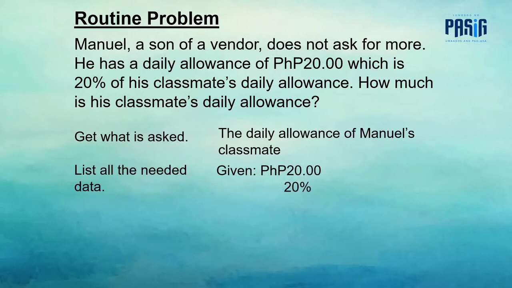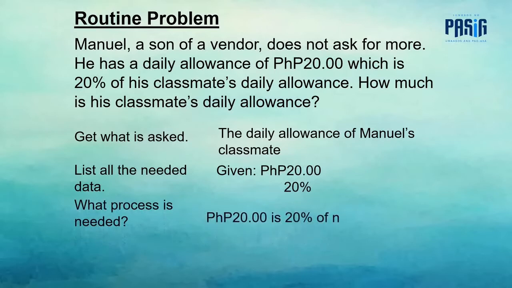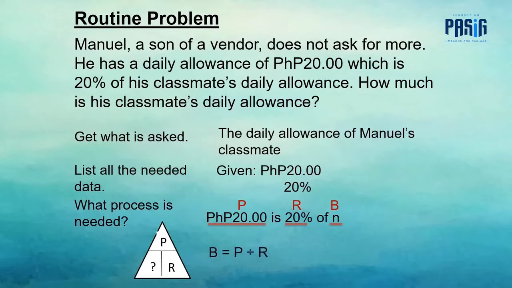20 pesos, 20%. What process is needed? 20 pesos is 20% of N. Let's identify the elements. 20 pesos is the percentage, 20% is the rate, and N is the base. Look at the Techan's triangle. The missing is the base. Therefore, you are going to use the formula: base is equal to percentage divided by rate.